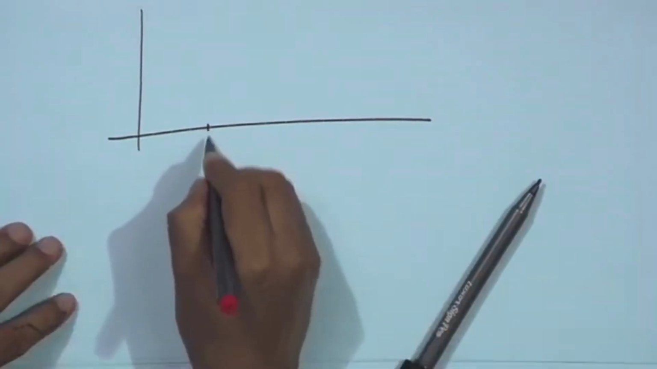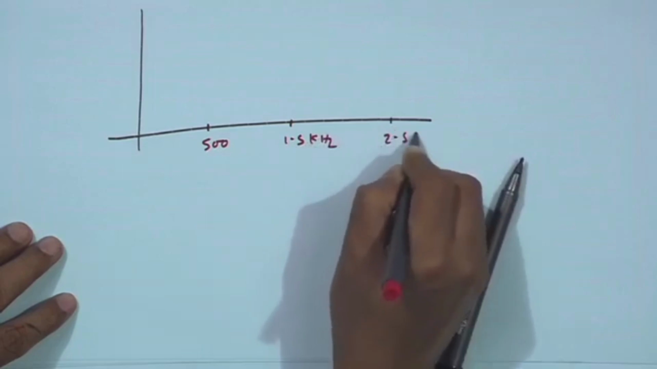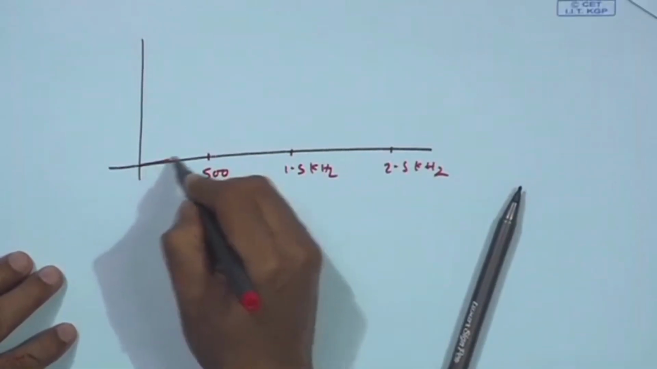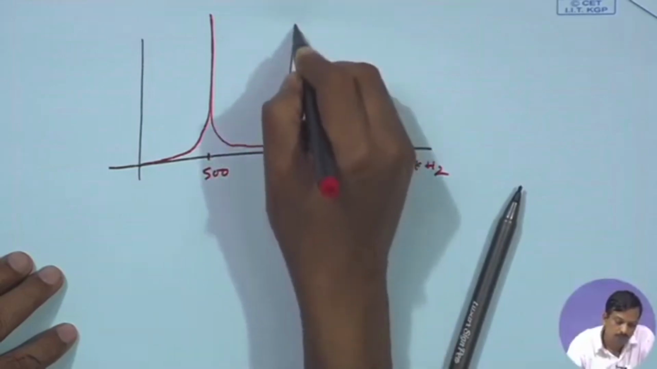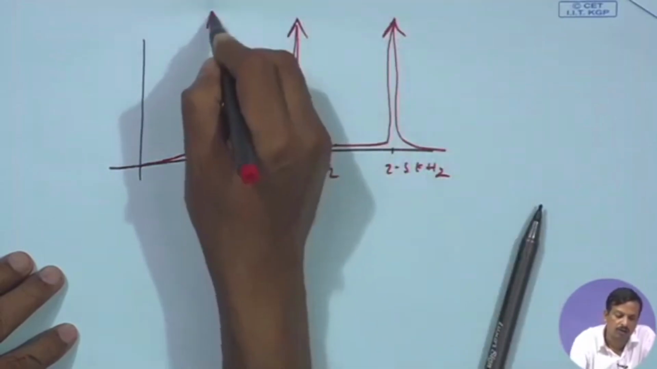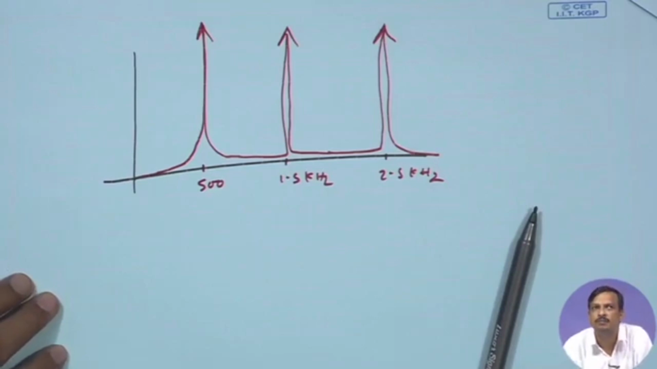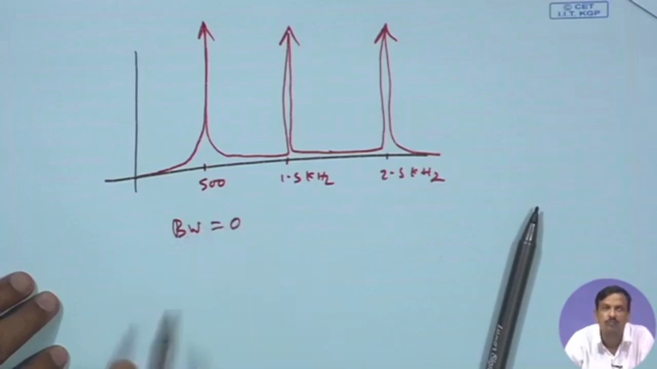Now, can I draw the frequency response of the uniform tube where there is no loss of any kind? So, I can say if this is my frequency axis, this is 500 hertz, this is 1.5 kilohertz, this is 2.5 kilohertz. So, at 500 hertz power is maxima. So on it will go. I can put an arrow here. So, it is infinite power. Okay. Infinite impulse, with the impulse power at 500 hertz and bandwidth equal to 0.